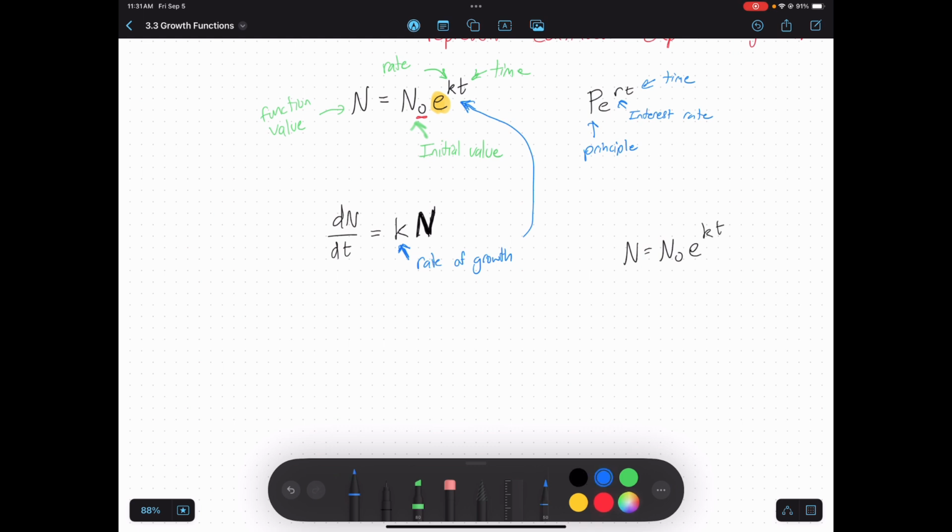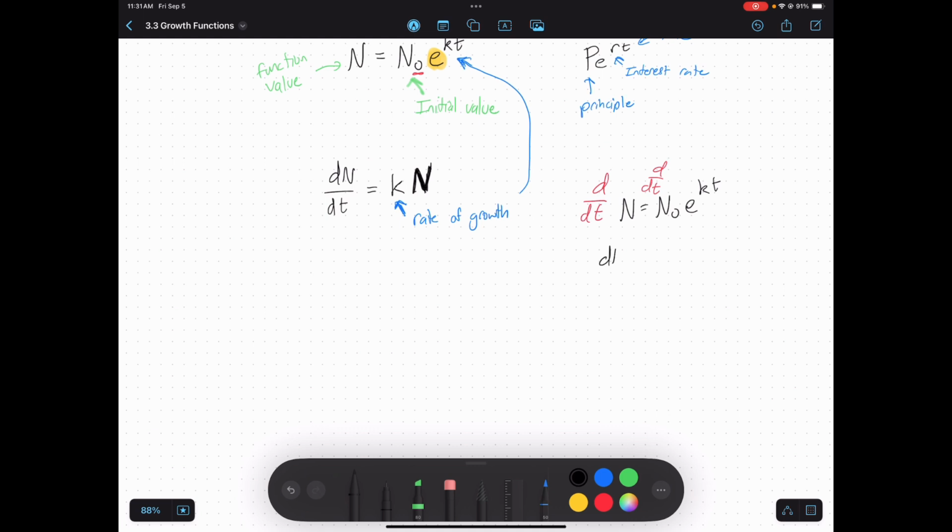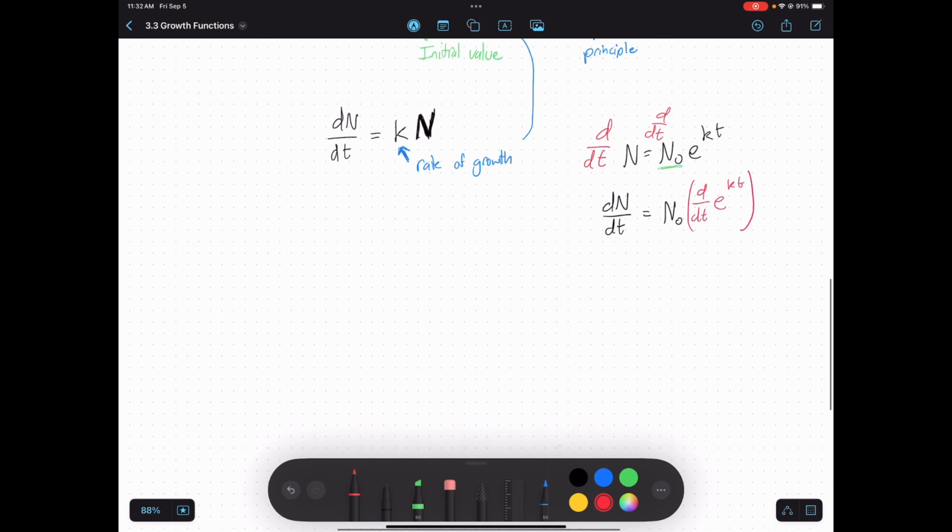if I take the derivative of both sides, on this left side, of course, I just get the derivative. And on the right side, remember, N naught's not my variable. I'm going to treat that as a constant. And so I can pull the N naught out and just take the derivative of e to the kt. Well, I know how to take the derivative of that, and so I get dN over dt equals N naught times this derivative, which is just k e to the kt.